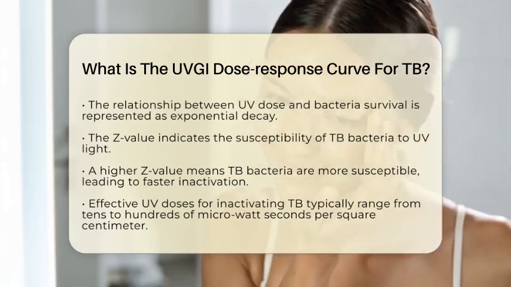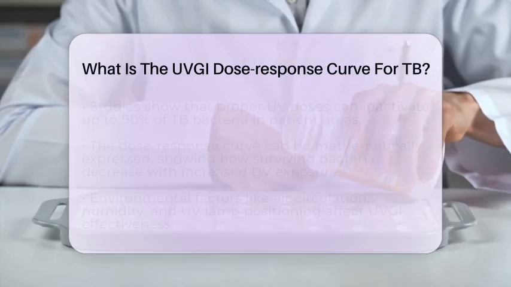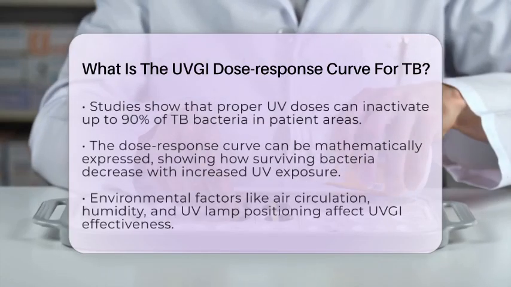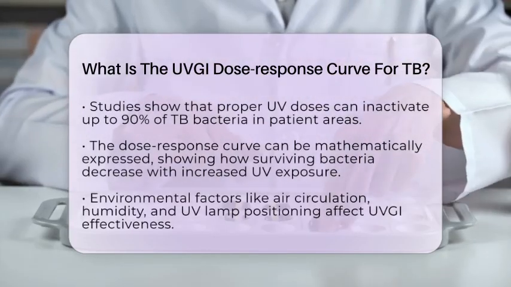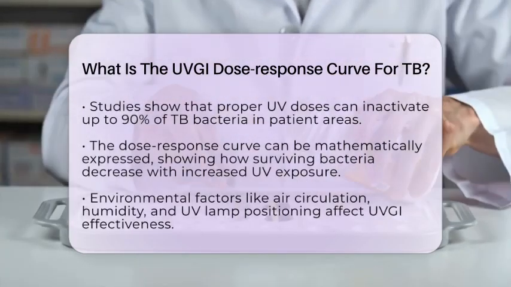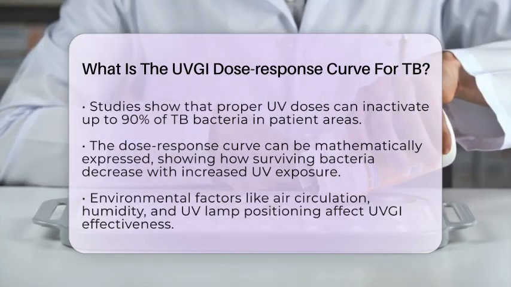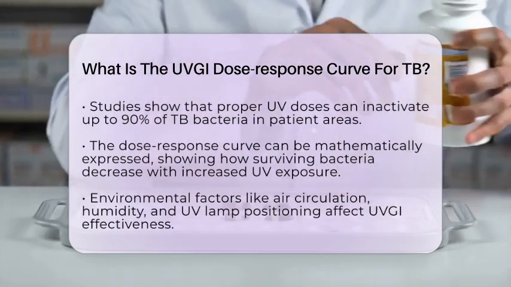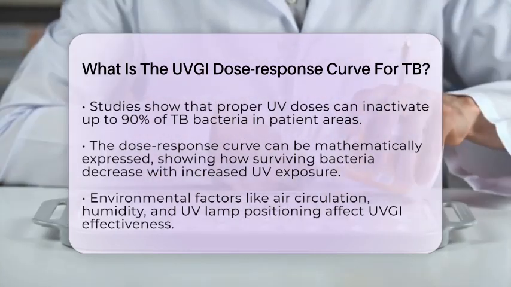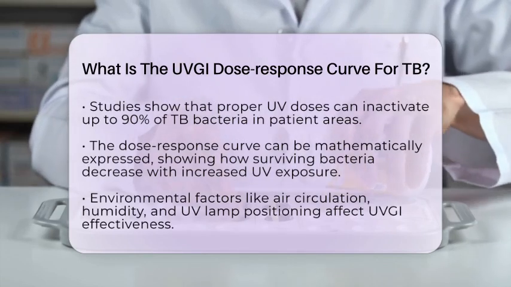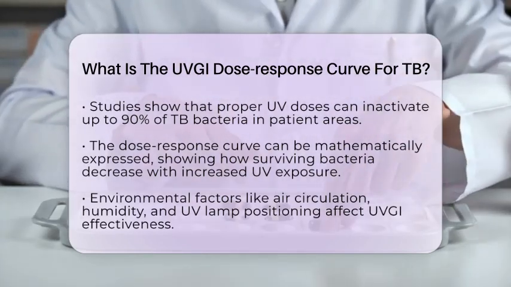The dose-response curve can be expressed mathematically. The initial number of viable bacteria is represented as N0. After applying a certain UV dose, the number of surviving bacteria is represented as NUV. The equation shows how the number of surviving bacteria decreases exponentially with increasing UV dose.